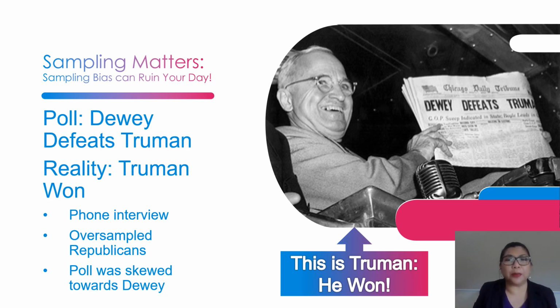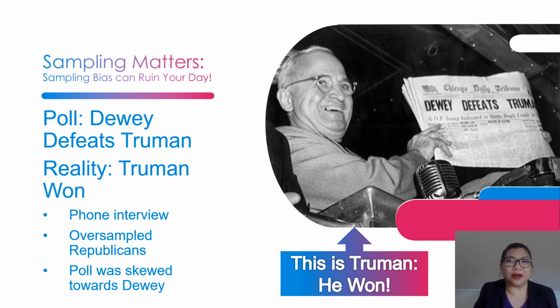And why did this happen? This was a classic example of what we call a sampling bias. They discovered that the poll oversampled Republicans in their data for a pretty simple reason. They used telephone calls to collect their data. And at that time, wealthy people were most likely Republicans, and they're most likely owners of telephones. So that skewed the poll significantly towards Dewey.